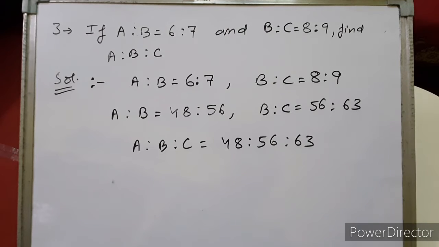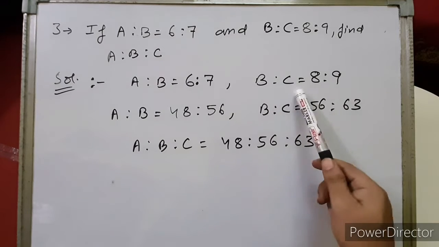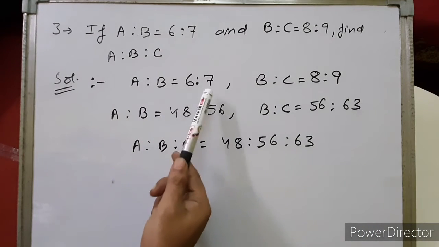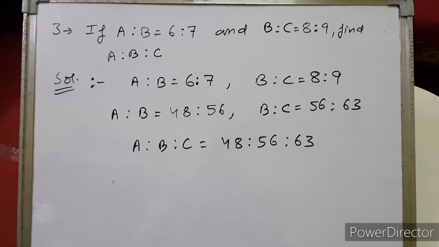Whenever we have to solve this type of sum, we must observe what term is common in both the ratios. You can see that B is common. Here it is given A is to B and here it is given B is to C. That means in this ratio the value of B is 7 and in this ratio the value of B is 8, right? So what we'll do, we'll make the value of B equal in both the ratios so that we can equate the other remaining parts of the ratio.